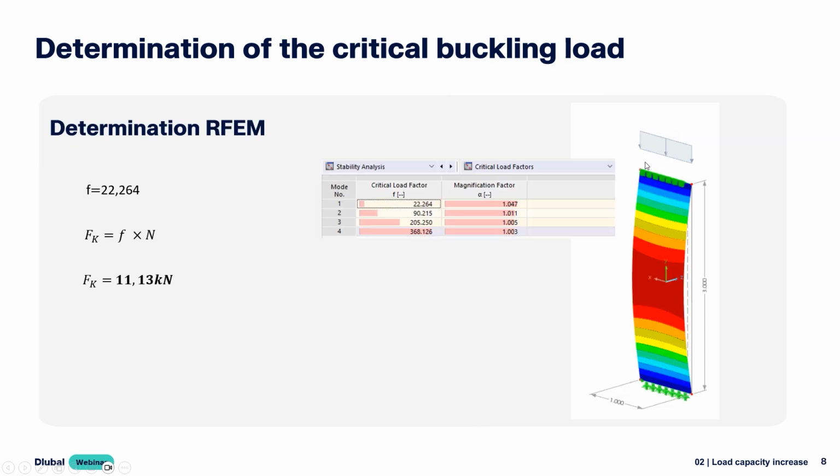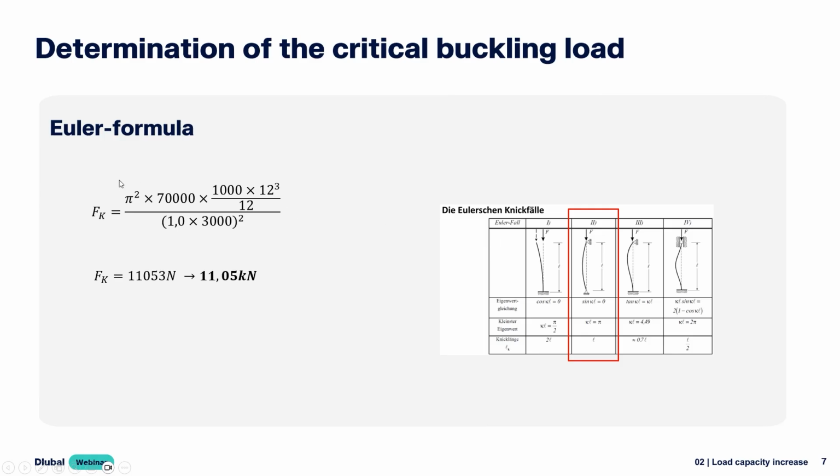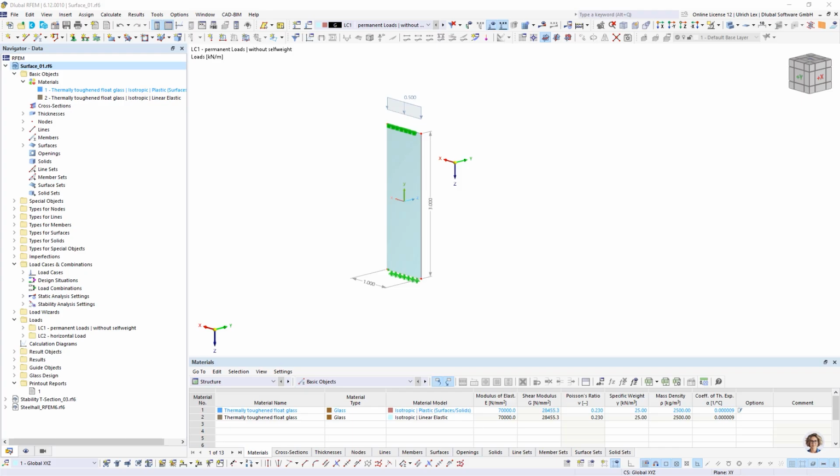When we fill the values into the formula, we get a theoretical critical buckling load of 1105 kilonewton. This can be easily checked with RFEM. So let's go back to the program.